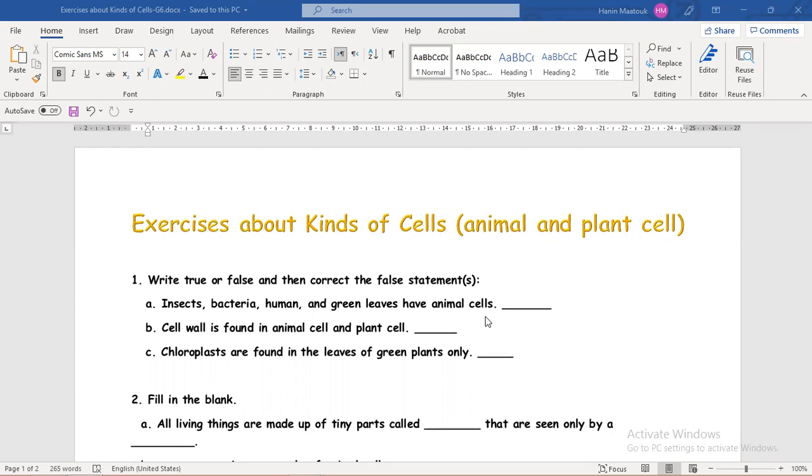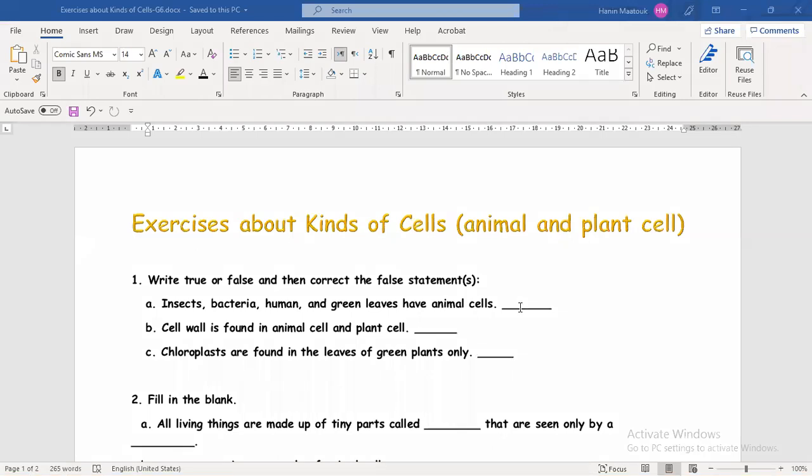In this question, we should read the sentence carefully to discover where the mistake is, if we have one. Insects, okay, they are animals, so they have animal cell. Bacteria, they also have animal cell because they are not plant. Human also, they have animal cell. And green leaves, they are part of plant, so they don't have animal cell. So the first sentence will be wrong.